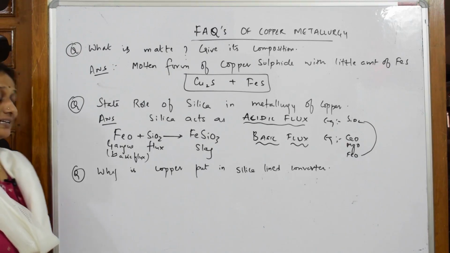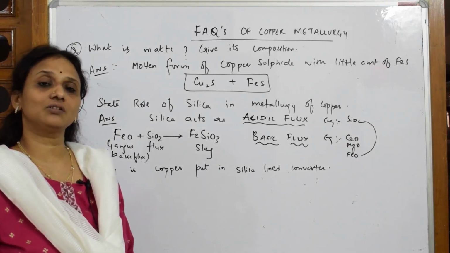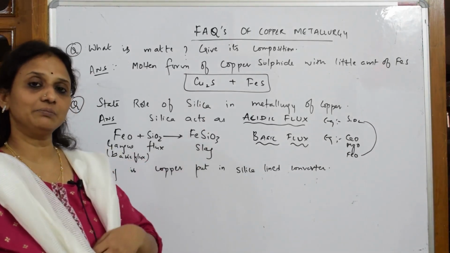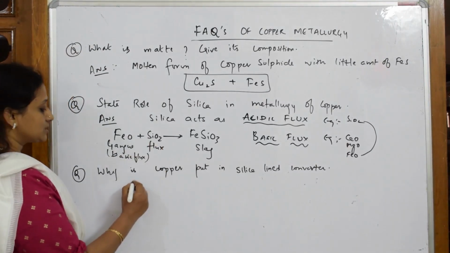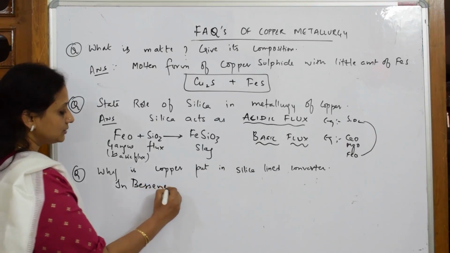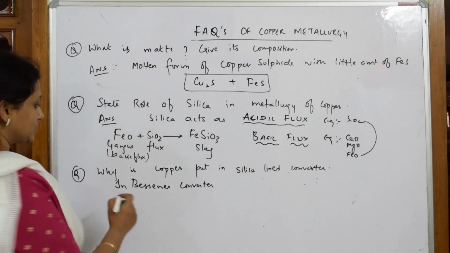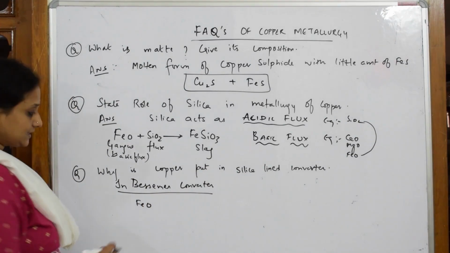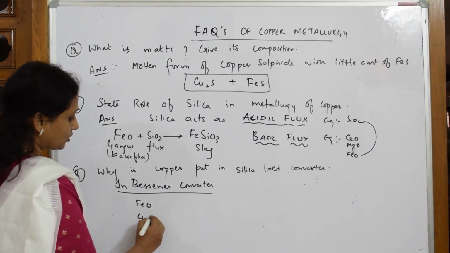How is copper put in a silica-lined converter? That is your Bessemer converter. They're asking why we line the Bessemer converter with silica. So in the Bessemer converter, we have two important things. From smelting, we have got it to the Bessemer converter. You are going to take your iron oxide, correct? And now you are also going to take your copper oxide.